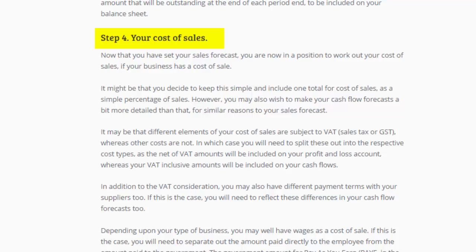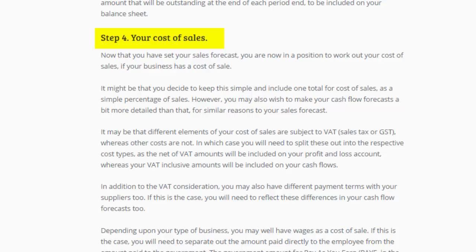Now it might be that you keep it straightforward and simple. You may have a straightforward thing of saying, well, okay, we make a 40% margin or a 50% margin or what have you. So you could even do a formula on your spreadsheet to say, okay, if our sales are £1,000, we make a 40% margin, so therefore our gross profit is £400.